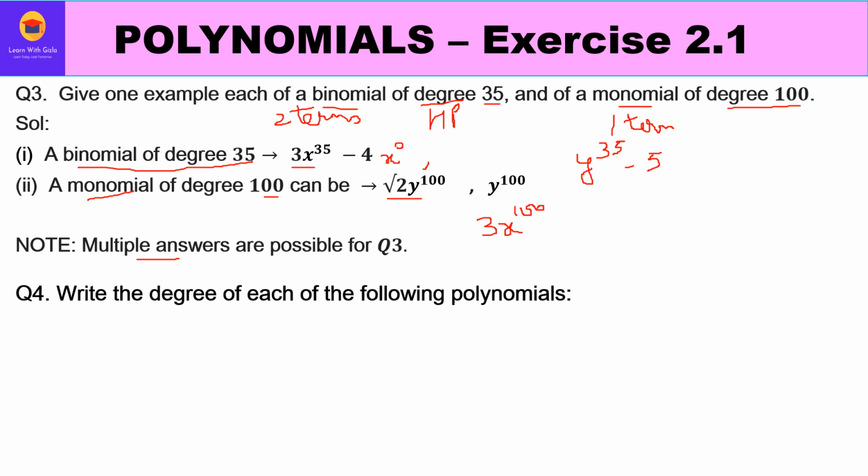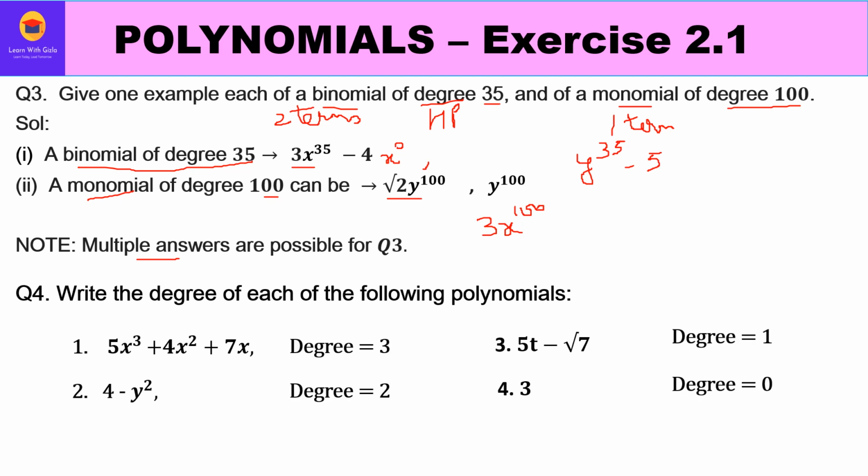Now let us move to the fourth question. In the fourth question they are saying: write the degree of each of the following polynomials. So over here we have these questions. Let us go one by one. So the first one, if you see, we have 3, 2 and raised to power 1. So again the highest power is 3, so the degree is 3.